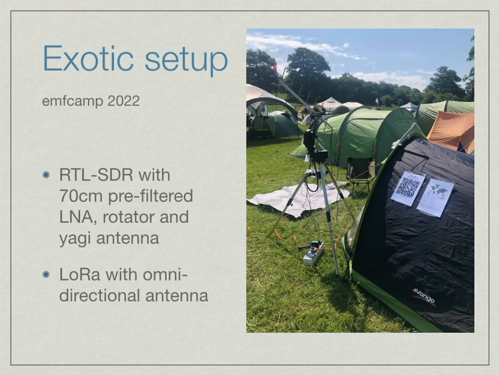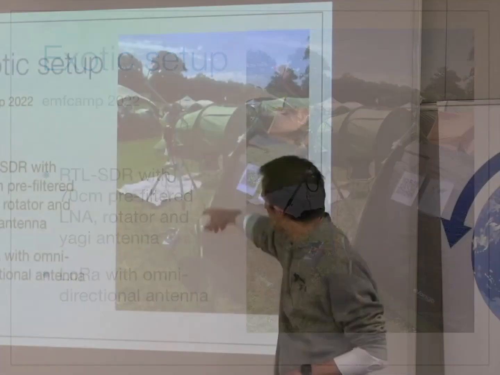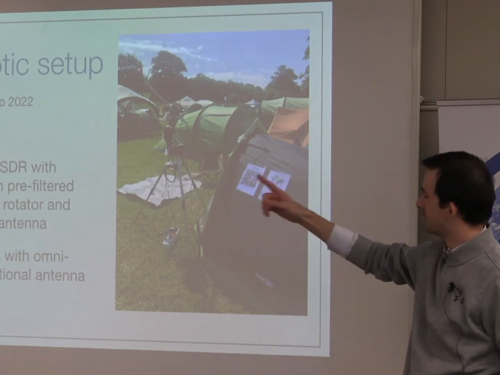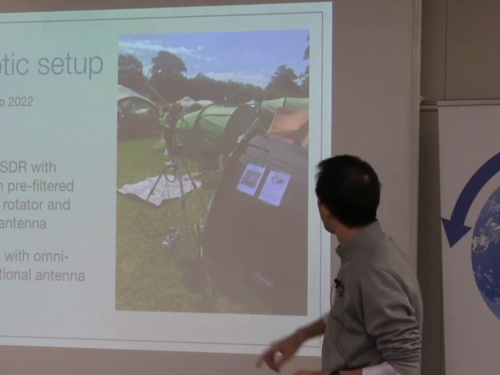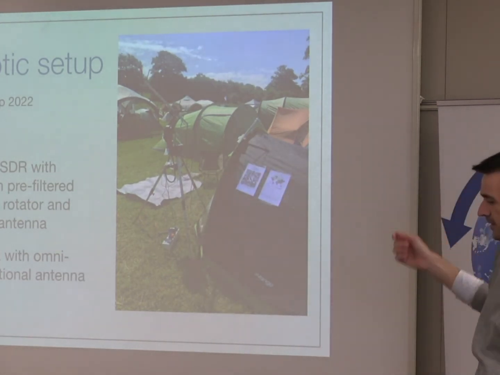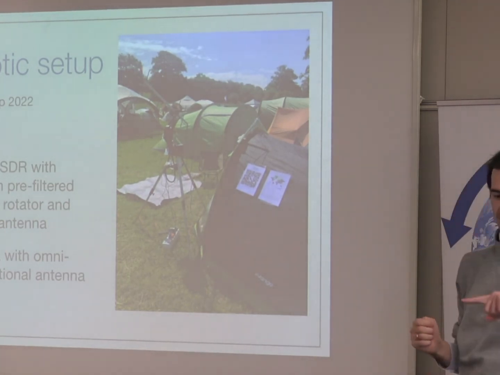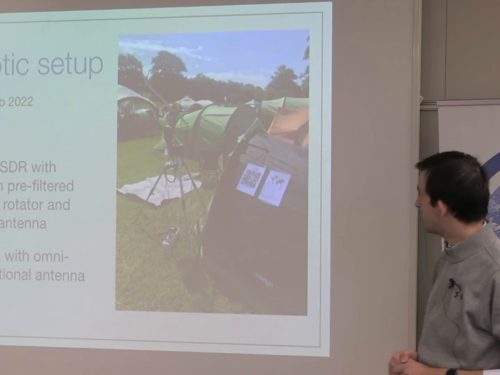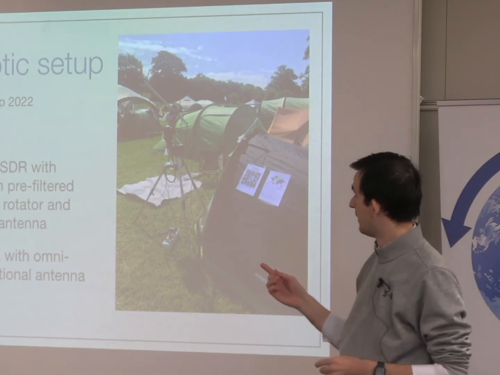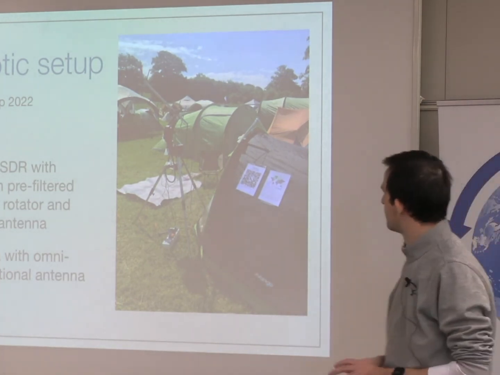Oh, and this is another example of an exotic device setup which I installed at EMF Camp. It contains an RTL-SDR with filter, with rotator. This one is the rotator, and it's a Yagi antenna which is directional. There's also, on the roof here, a LoRa transceiver with an omnidirectional antenna. So I was able to do a rotation and a LoRa. And you can combine in whatever you want. You can have a LoRa with rotator. Yeah, it is possible. Why not?